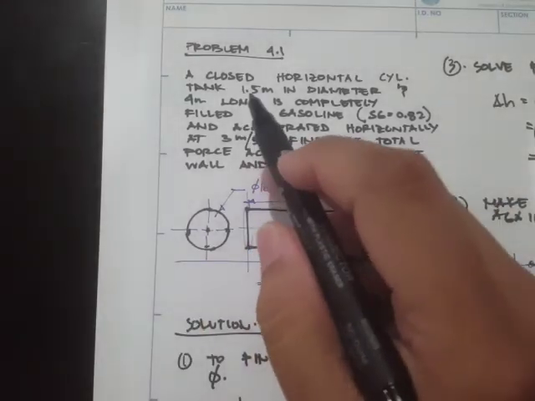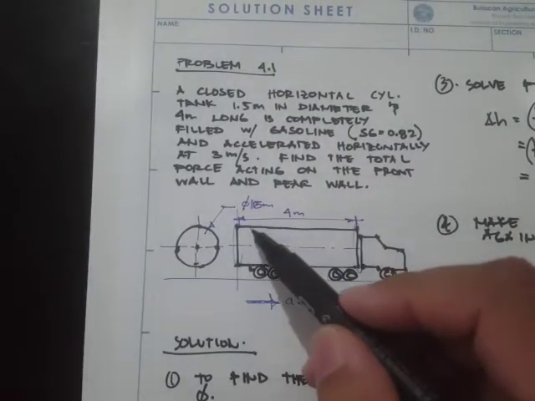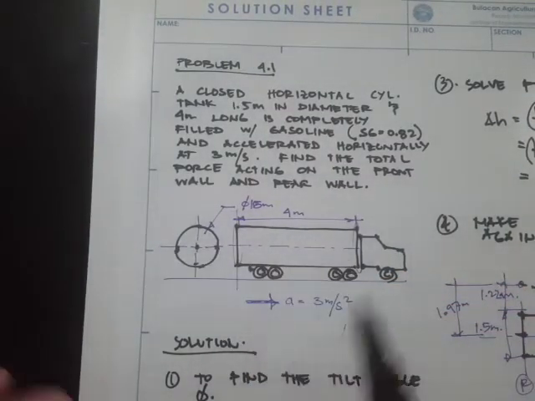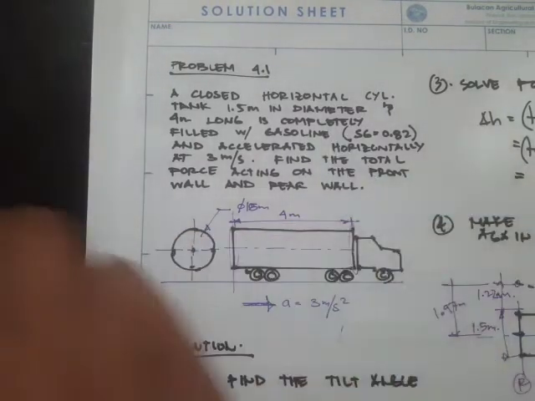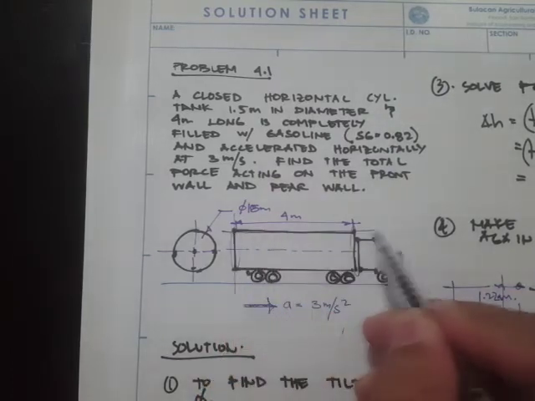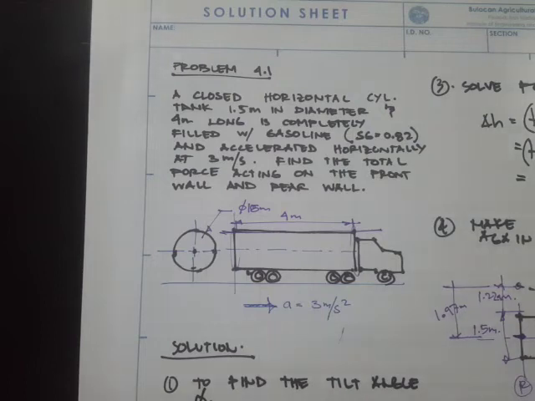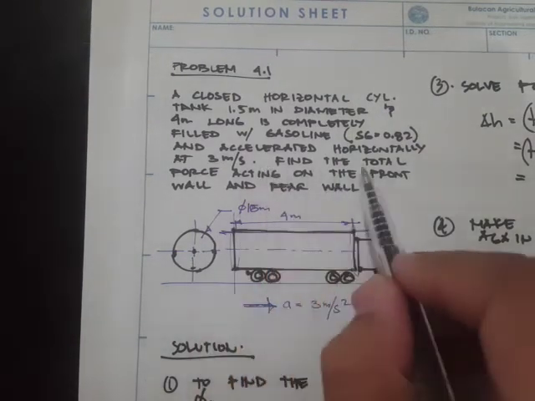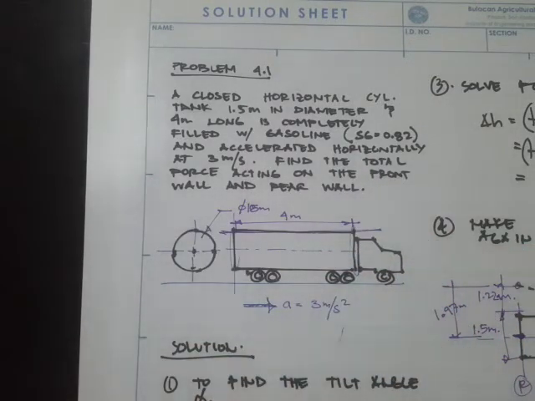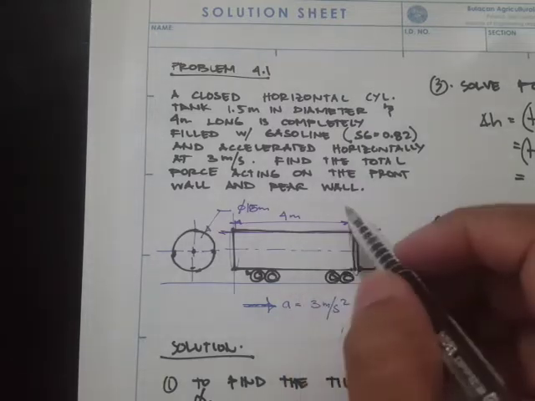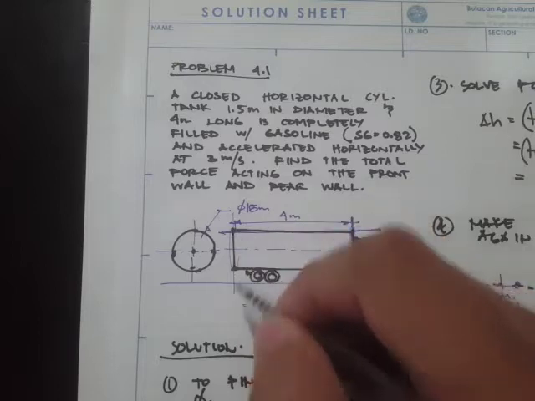Alright, now if we review our procedure, this is our problem. It says it is a closed horizontal cylinder. So the geometry is a cylinder, and what's given is the diameter, the length, and then the acceleration. And it says that it is completely filled with gasoline. So in other words, the initial position of the free surface is at the top portion. Okay, so it says that it is accelerated horizontally at 3 meters per second squared, and we are asked to find the total force acting on the front wall. So what's the force on this front wall, and what's the force on this rear wall?